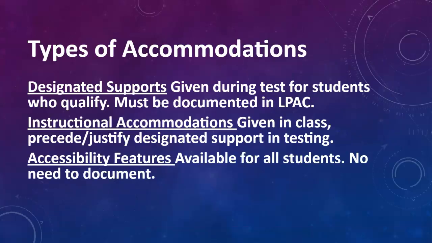Any emergent bilingual student gets 3 types of accommodations. They get designated supports. These are given during tests for students who qualify. They must be documented in LPAC. Instructional accommodations. These are given in class. They precede and justify designated supports and testing. And accessibility features. These are available for all students, and these do not need to be documented.